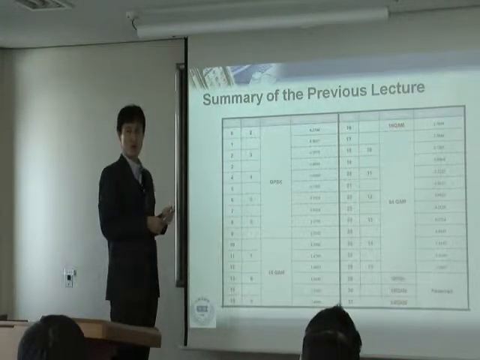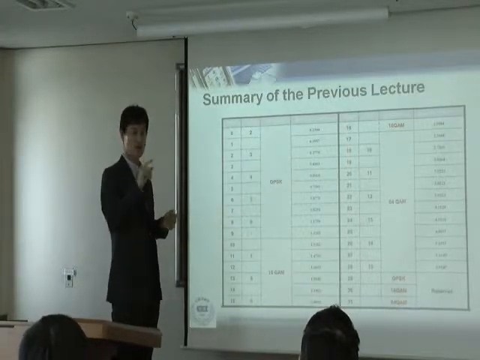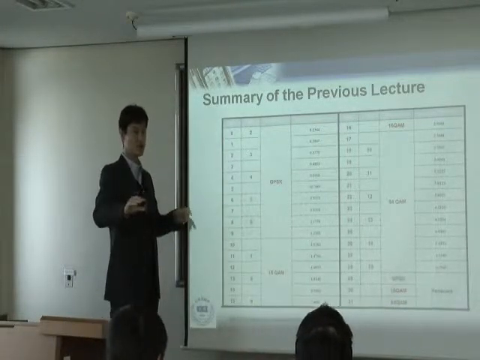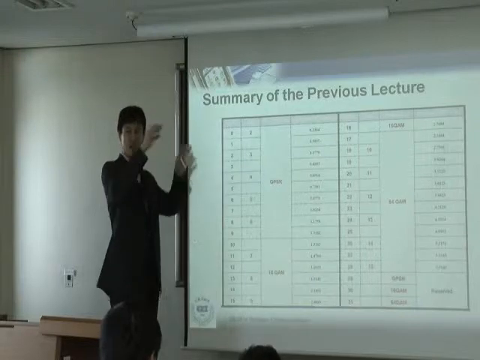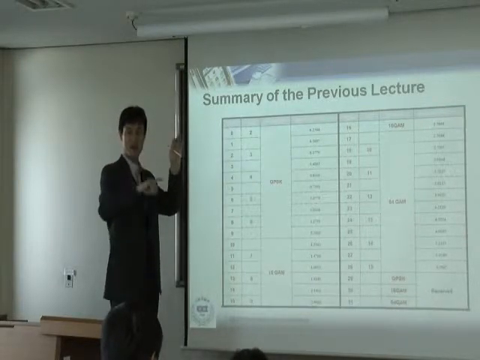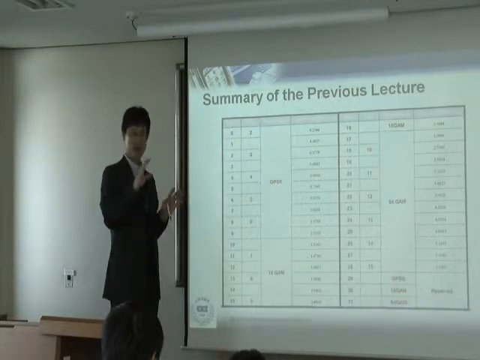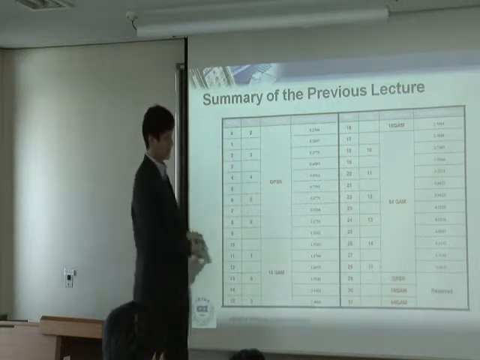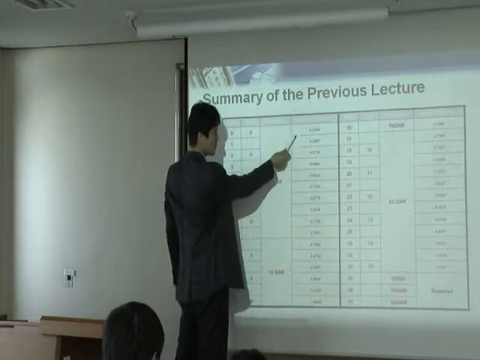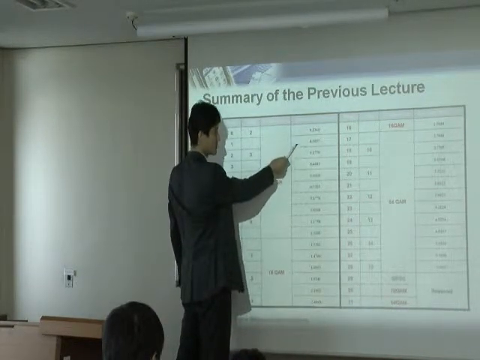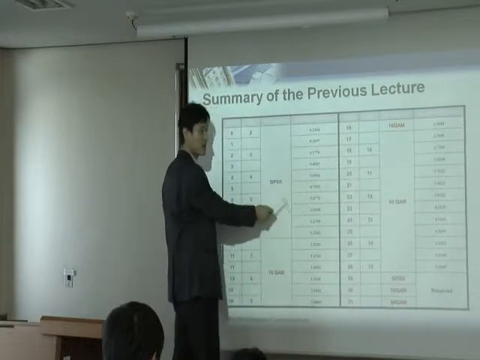Code rate 1/3 means the output is 3 times larger than the input, right? That's 1/3. So this is possibly something like 1/3, or maybe 2/3, something like that.